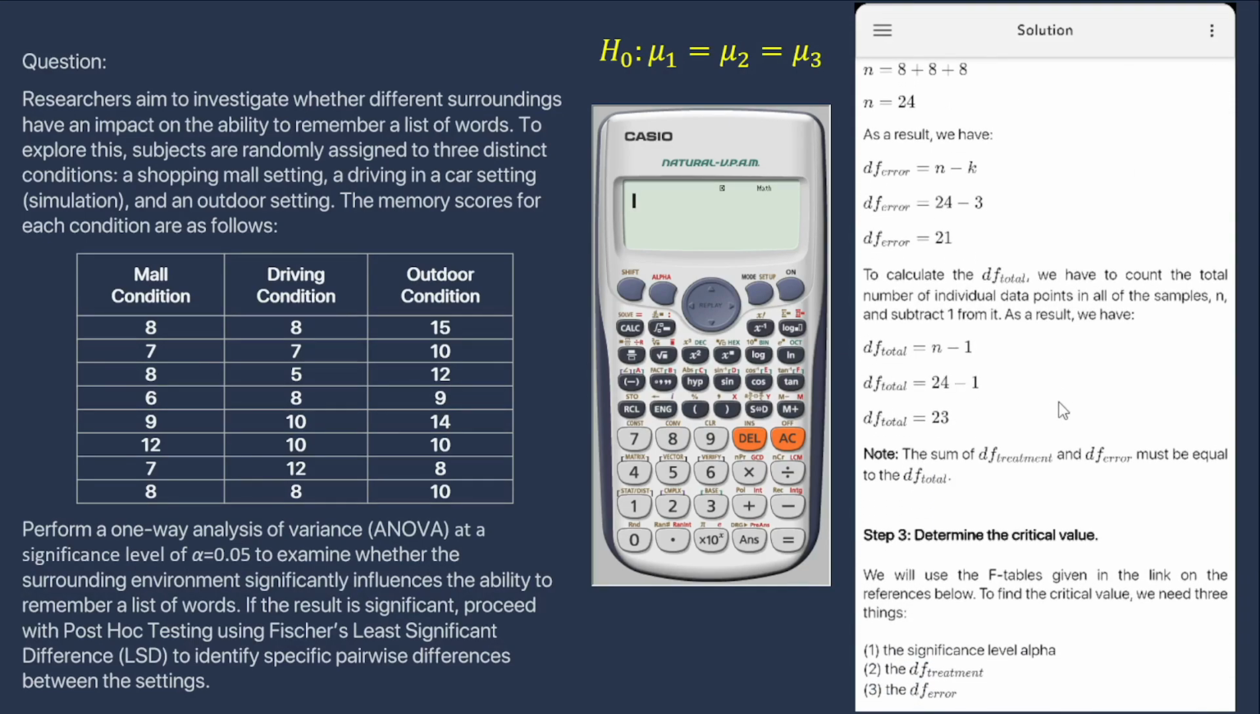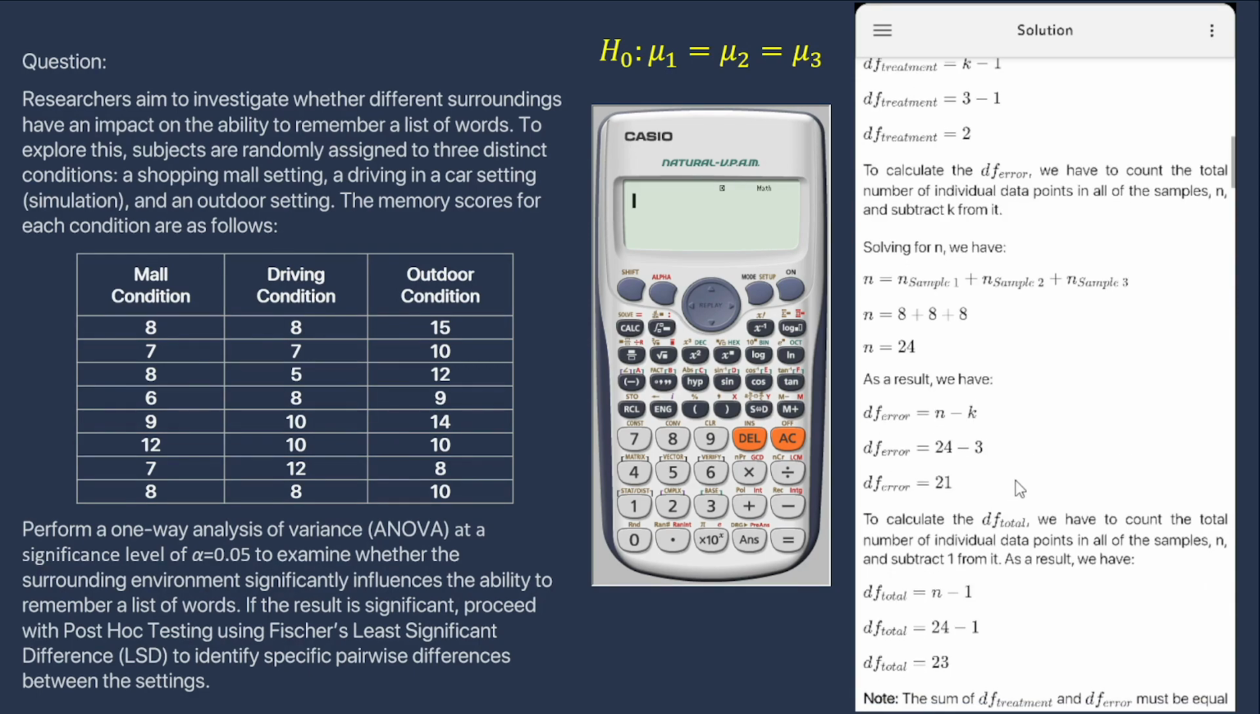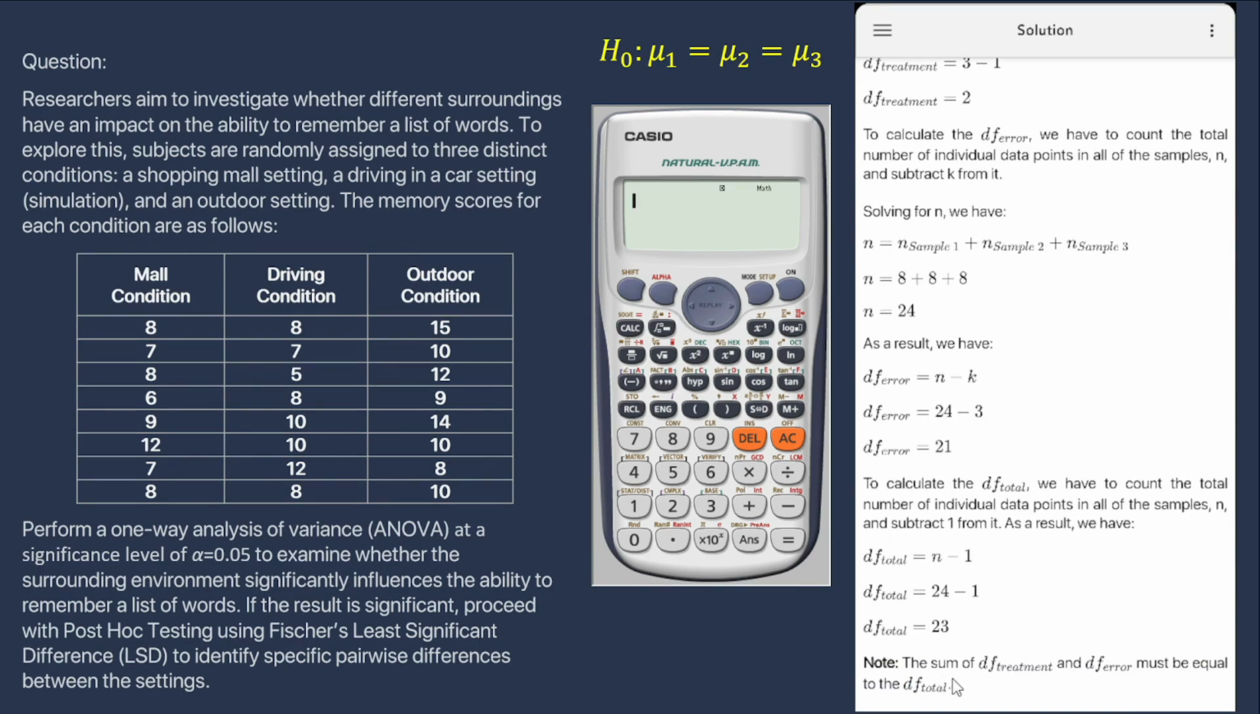Now lastly, for the degrees of freedom total, we have to count the total number of individual data points in all of the samples and subtract 1 from it. Okay, so as a result, since we have 24 as total sample size minus 1, that gives us 23. Now it's important to check that the sum of DF treatment and DF error must be equal to DF total. So in this case, 2 plus 21 must be equal to 23.